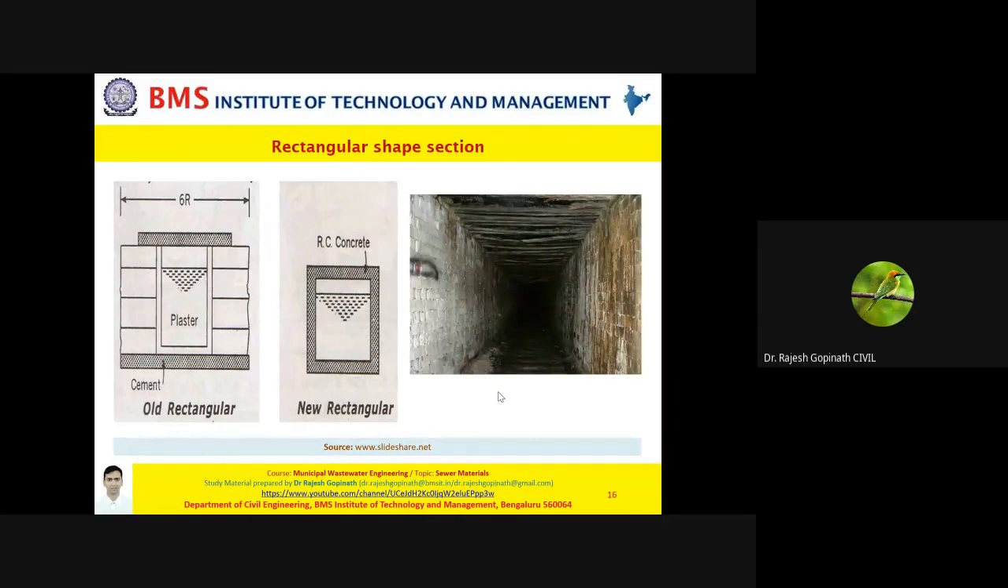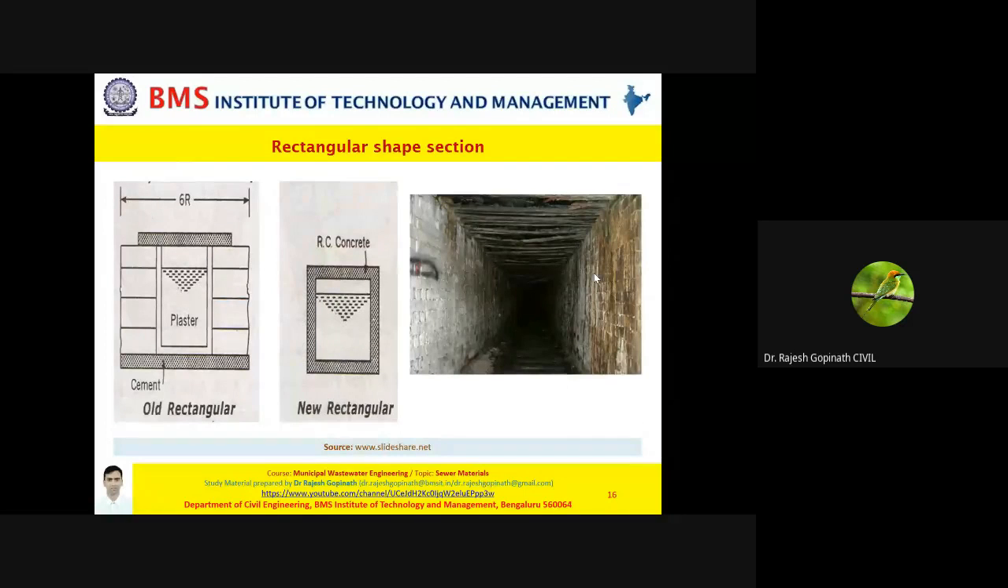Now let's move further. What you are now looking at is again a non-circular sewer. So what do you see? Basically, you are looking at a rectangular shaped section. Now friends, in olden days, when sewers were constructed, they were actually constructed of rectangular shape. So you can also see the materials of construction. You're basically looking at bricks and other kind of stone sewers.